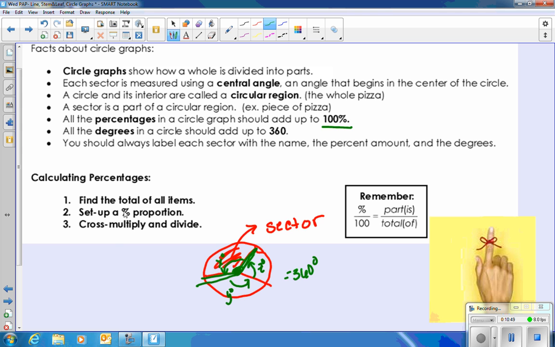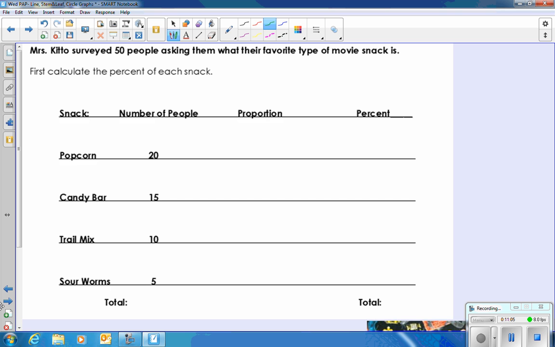So we're going to be setting up percent proportions, and we're going to be using cross products, in other words, cross multiply and divide, to solve this information. You should always label your sector with a name, the percent amount, and the degrees if possible. You at least need 2 labels. So let's look at an example.